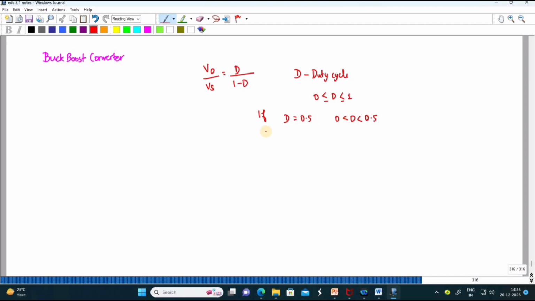Then, let us substitute the value and see. If I substitute d equal to 0.1, then V naught by Vs is equal to 0.1 divided by 0.9. So this is nothing but 1 divided by 9. So V naught is equal to 1 divided by 9 times Vs. So V naught is less than Vs. So this is nothing but your buck converter.